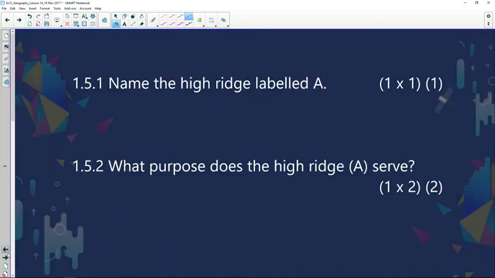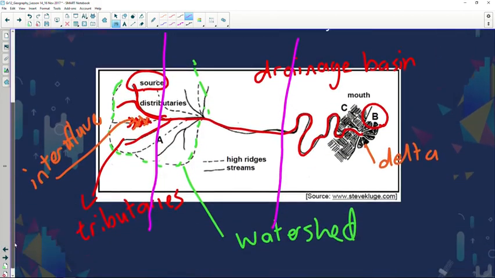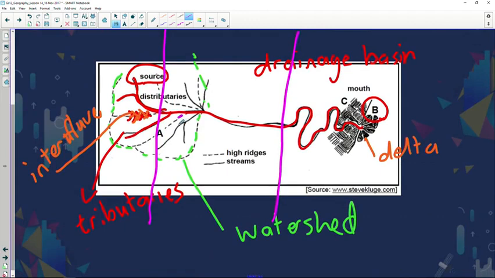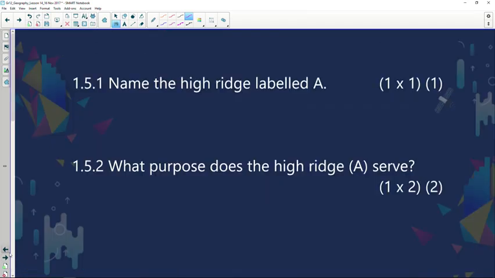Name the high reach labeled A. Go back to it. This is the high reach over there. Now what does this high reach do? It separates this tributary from this tributary. So what is that high reach called? It's known as an interfluve.